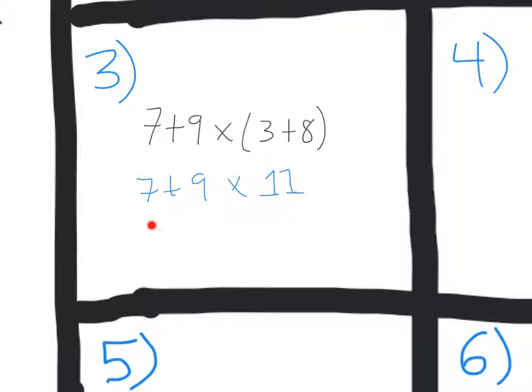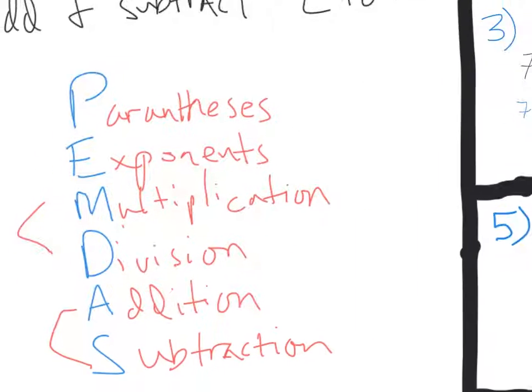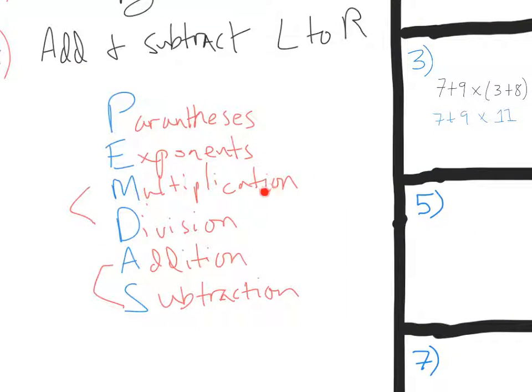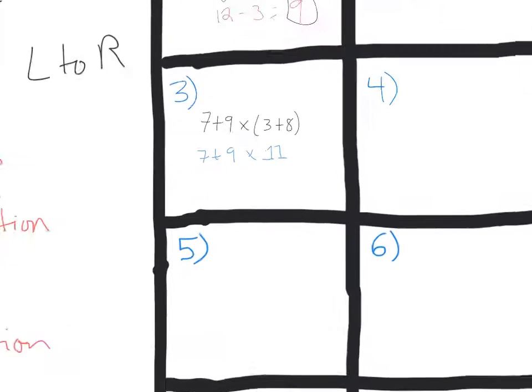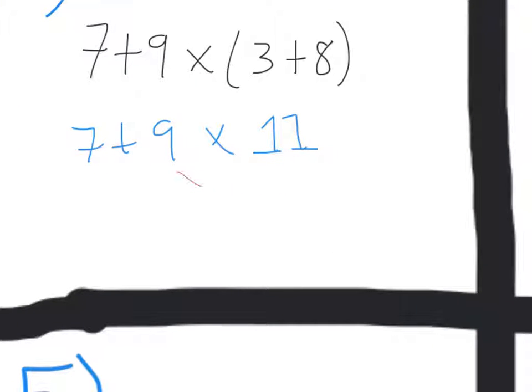Okay, and here's where the mistake will happen. Some people will add 7 plus 9 first before they do 9 times 11. Well, according to our rule, we have to do multiplication and division before we do any addition or subtraction. So multiplication happens first. So you're going to take 9 times 11, and that gets you 99. Bring down everything else. And you finally get 106 when you add all that up together. Excellent. Let's go on to number 4.